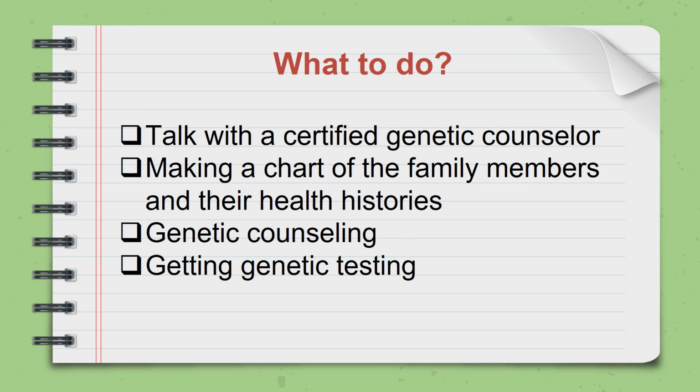So, families at risk for genetic diseases may want to talk with a certified genetic counselor. Making a chart of the family members and their health histories can help show risk for certain problems. Genetic counseling also helps parents understand the effects of a disorder and ways it may be prevented or treated. Also, genetic testing: each parent's DNA may need to be checked. This is done to learn about some genetic inheritance patterns. Prenatal testing can also be done to check the baby in the womb for problems.